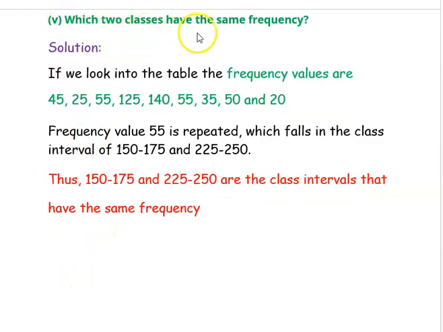Fifth question is, which two classes have the same frequency? Again, we are going for the frequency values given in the table: 45, 25, 55, 125, 140, 55, 35, 50 and 20. If you look here, 55 is repeated. The frequency value 55 falls in the class intervals of 150 to 175 and 225 to 250. We found this from the given table. Thus, we conclude that 150 to 175 and 225 to 250 are the class intervals that have the same frequency.